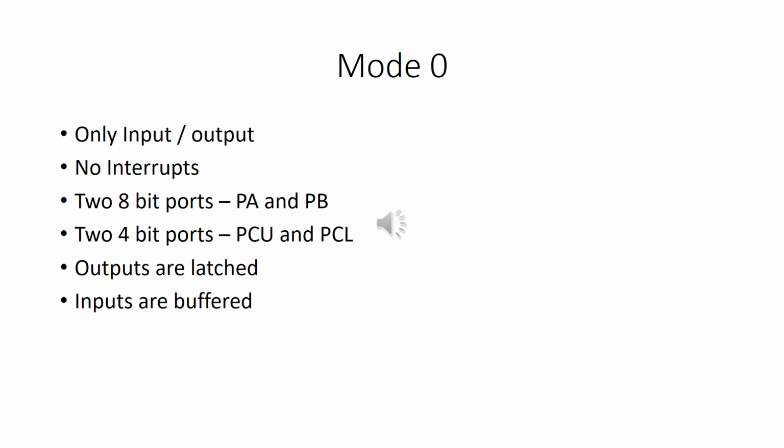Mode number 0 is used for only input and output. No interrupts are allowed in this mode. Two 8-bit ports are used, that is PA and PB. Two 4-bit ports are used, that is PCU and PCL. Outputs are latched and inputs are buffered.